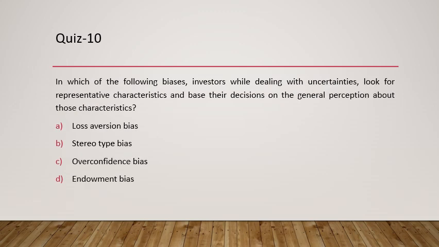In which of the following biases investors, while dealing with uncertainties, look for representative characteristics and base their decisions on general perception about those characteristics? Now this is where investors have what we define as the stereotype biases. They are dealing with uncertainties and they will look for representative characteristics.